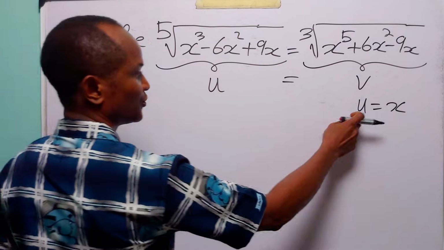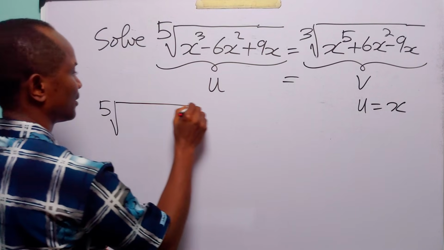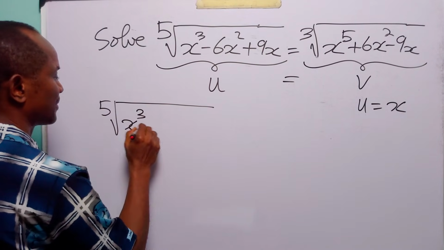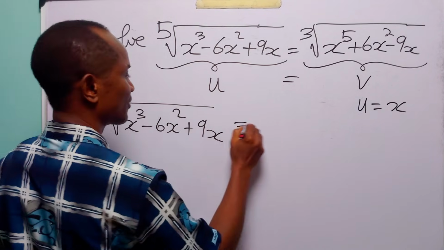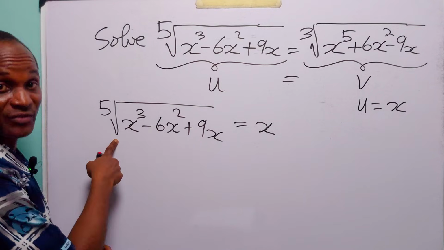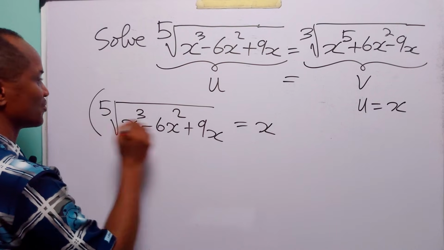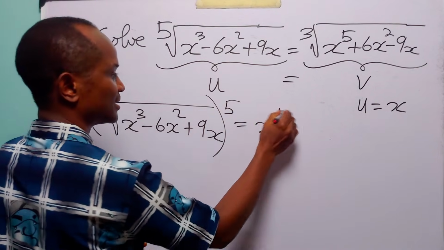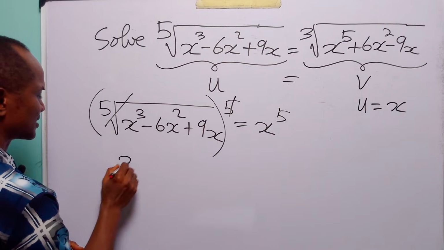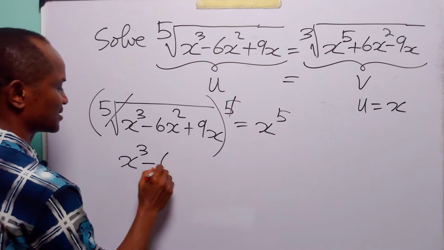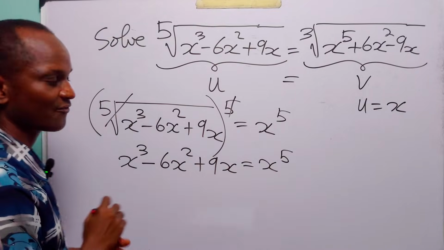So now that we know that u is equal to x, that simply means that x cubed minus 6x squared plus 9x, that is u, is equal to x. To get rid of this, what we do is to raise both sides of this equation to power 5. So we raise this to power 5 and this to power 5. Of course, you know that this is going to take care of that. And we have that x cubed minus 6x squared plus 9x is equal to x to power 5.